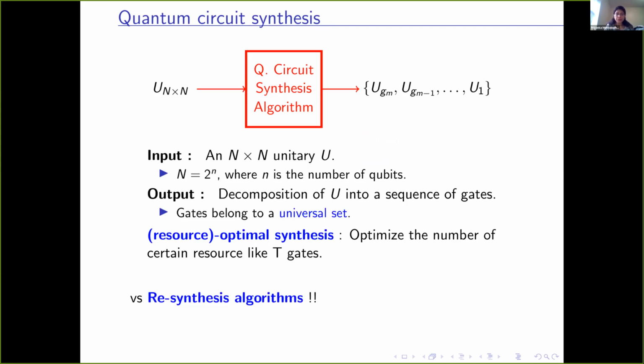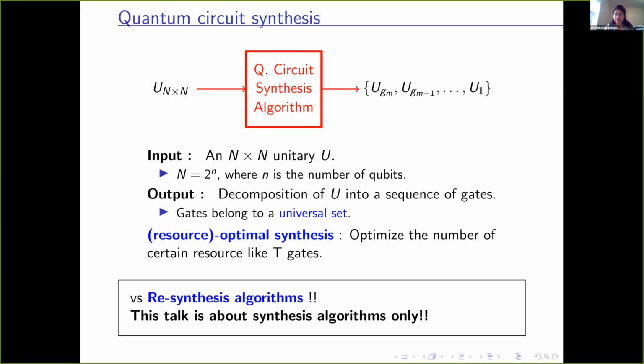Now here, I would like to briefly point out what are resynthesis algorithms. In a resynthesis algorithm, the input is a circuit and the output is also a circuit, and the task is to reduce the number of these resources like T gates. So now a unitary can be obtained from a circuit by using any synthesis algorithm. But most resynthesis algorithms, if not all, do not account for the complexity of this step, and that is why they have much better complexity at the cost of optimality of the results. This talk is only about synthesis algorithms, and I will not delve into resynthesis algorithms or the differences and pros and cons of these two kinds of algorithms further.